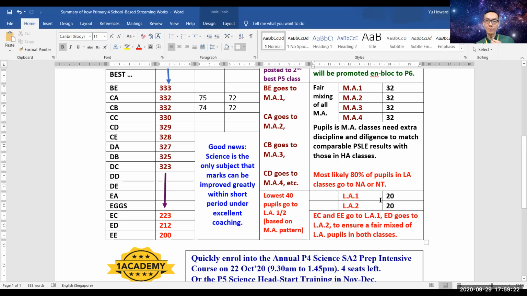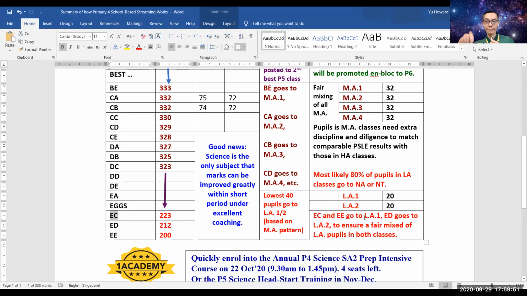If I were the principal, I would perhaps put just 20 students in each of these LA classes. The LA classes also go according to this. The lowest marks at the bottom end, 40 students, will be promoted to the LA classes. For example, this student EC will go to LA1, ED will go to LA2, and then the next one, EE, will go to LA1.